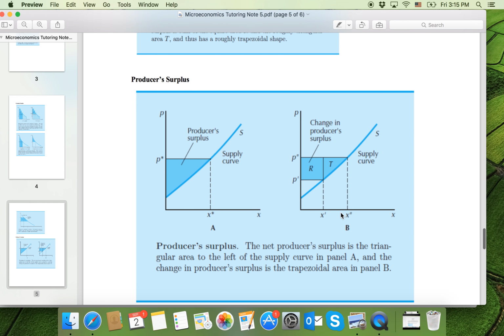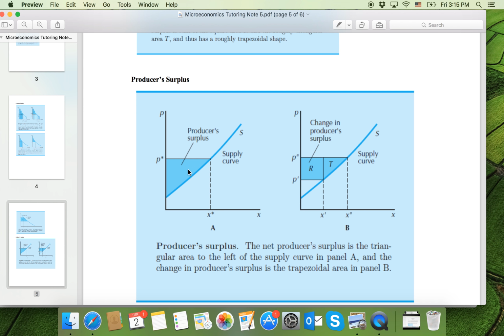And the same logic applies to producer surplus. Producers have a surplus because the market prevailing price is higher than the cost. So the cost is given by the corresponding price of a point on the supply curve. So these are the cost, the blank area. And the whole rectangular area is the total revenue.